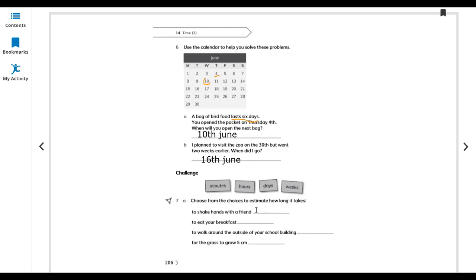To shake hands with a friend: take a day? No, even less than a minute. To eat your breakfast: we are also choosing minutes. To walk around the outside of your school building: maybe it takes hours. For the grass to grow 5 centimeters: maybe days or more than days. You can choose day or week, both are correct.